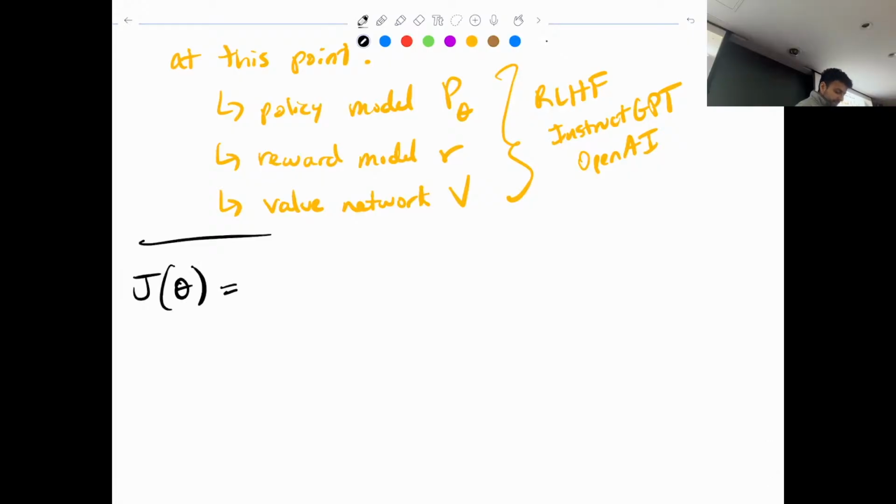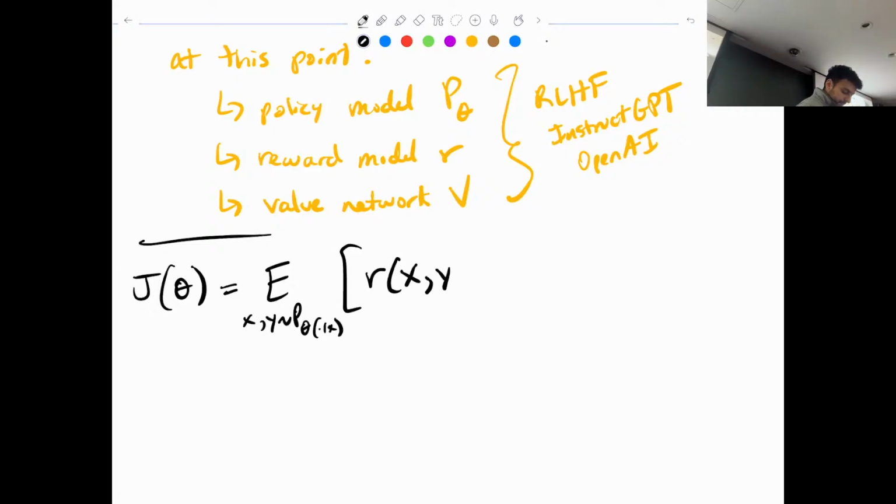All right, so let me, oh, I already wrote a J here. Okay, so we also saw this in the last class, where now I'm just going to write this expectation over all prompts from our data set as well as y's drawn from our policy in response to these prompts.